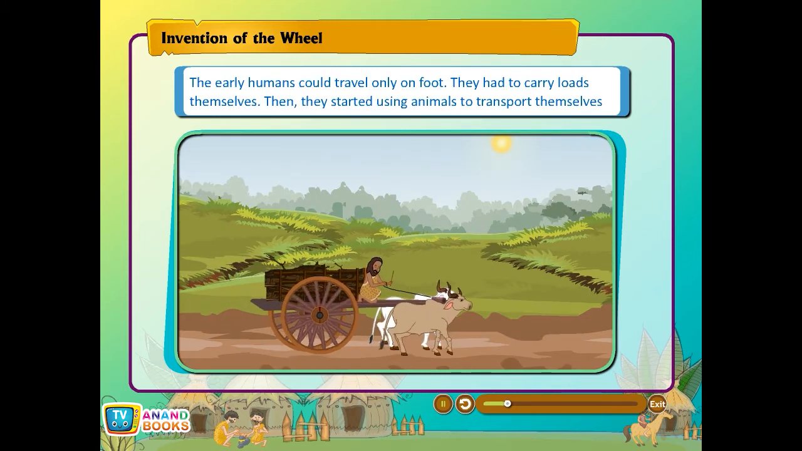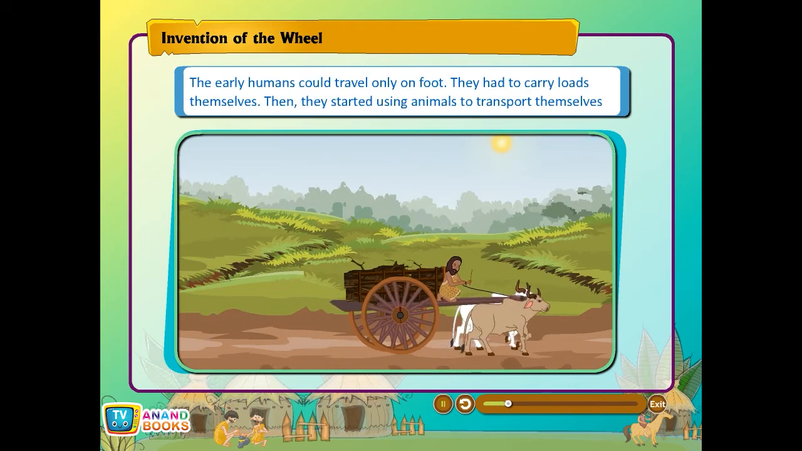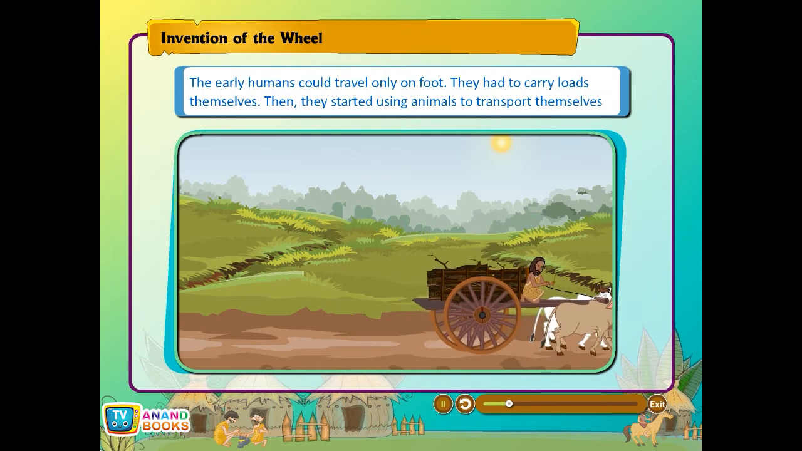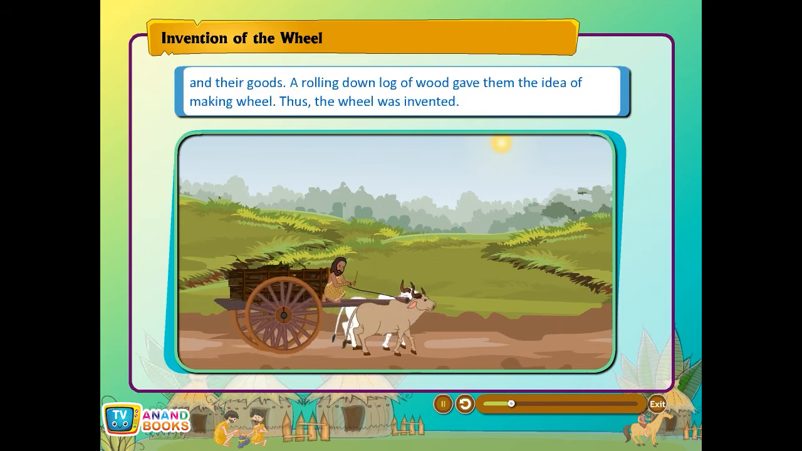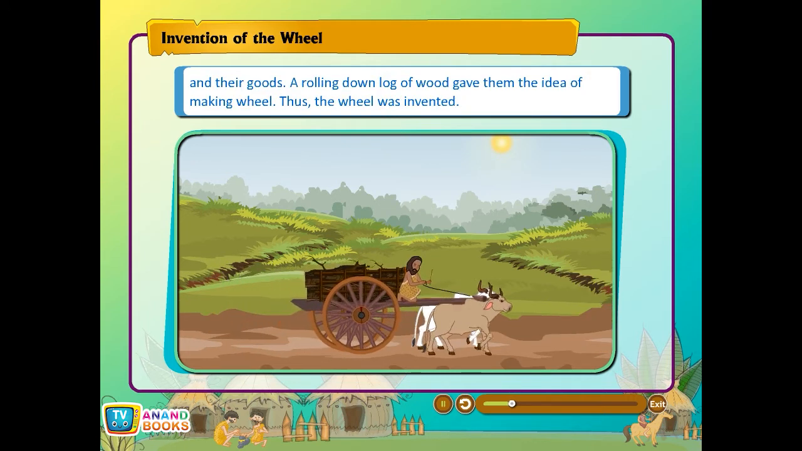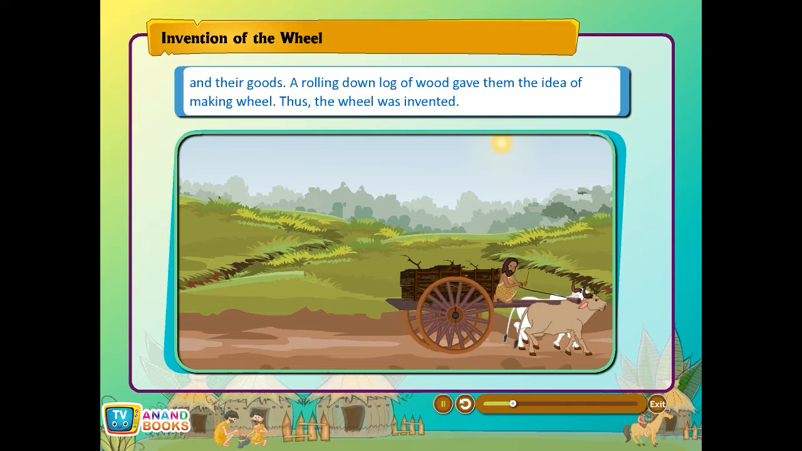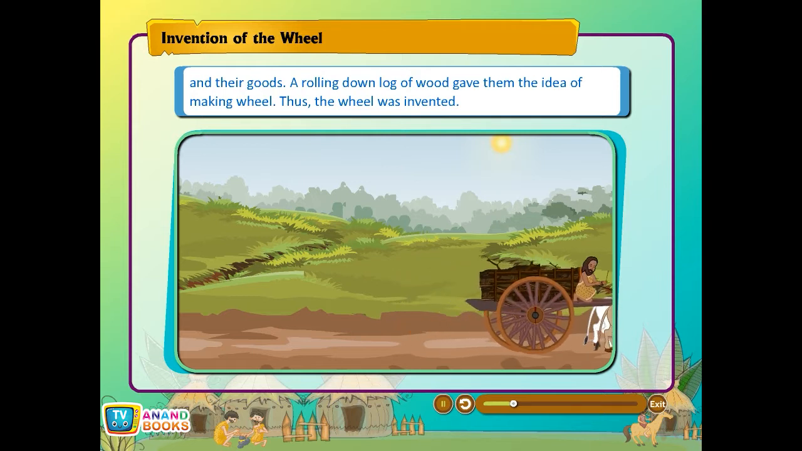Invention of the wheel. The early humans could travel only on foot. They had to carry loads themselves. Then they started using animals to transport themselves and their goods. A rolling log of wood gave them the idea of making the wheel. Thus, the wheel was invented.